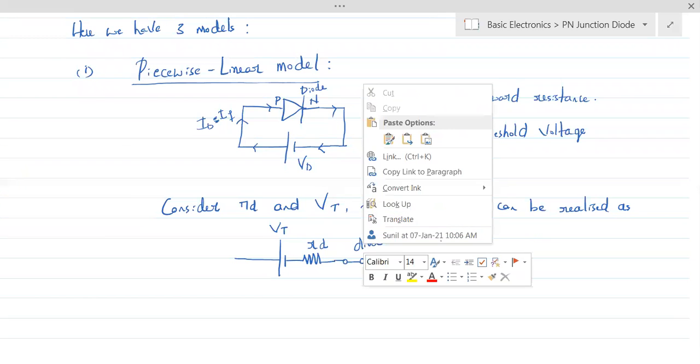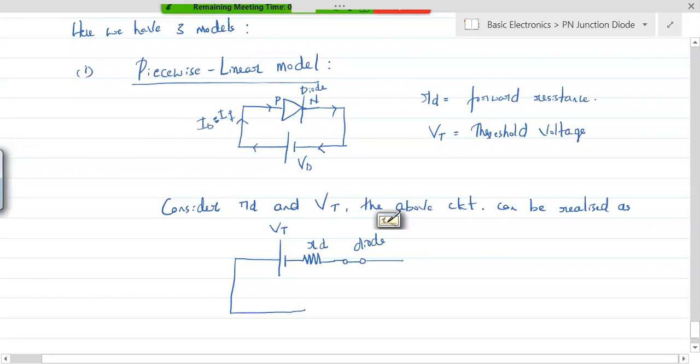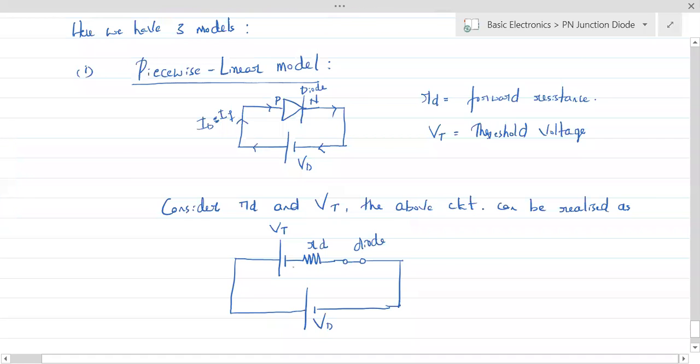When would it conduct? When it is forward biased, it would conduct. So when it is conducting, we can think of this as a switch in closed condition because it is allowing the current to flow. But it is offering some resistance for the flow of current. That resistance is RD. And soon after the application of VD, the current will not flow. For the current to flow, this VD has to be greater than VT.